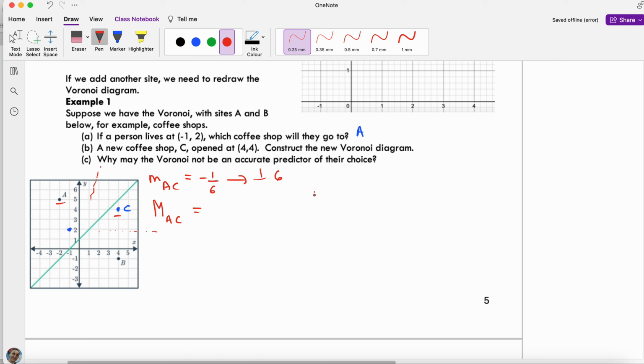So if you have A, that's at -2 and 5, and then C is at 4, 4. Remember the formula is just you average out the x's. So -2 plus 4 over 2, and 5 plus 4 over 2, and so we're going to have 1 and 4.5. Okay, so therefore our equation, I'm just going to use y = mx + b here.